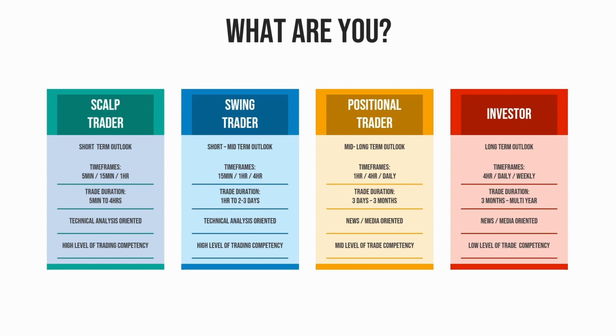Just understanding where you lay in time, in ability and availability, and the requirements you're going to bring to the market is very important to determine which type of trader you are. So there are some characteristics that I think people need to understand before they make that decision. If you're a scalp trader, you're on a very short-term outlook. The time frames you're typically involved with are the 5-minute, the 15-minute, the 1-hour time frame at the max. Your trade duration could be anywhere from 5 minutes or less to about 4 hours.